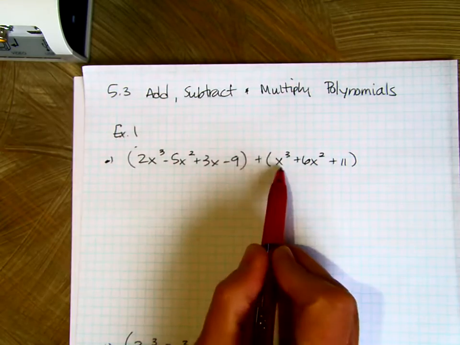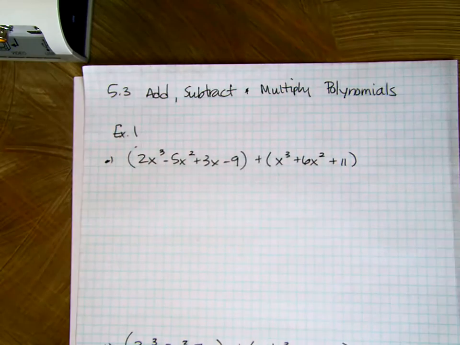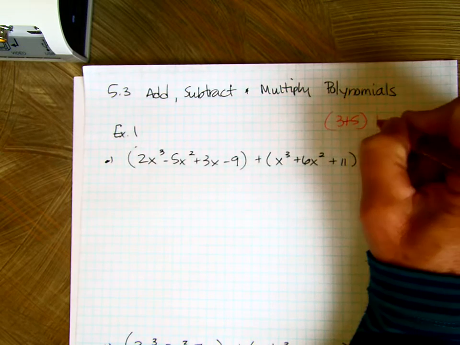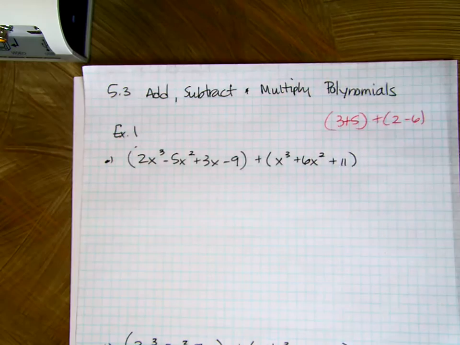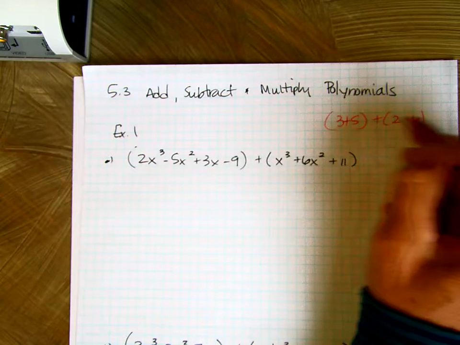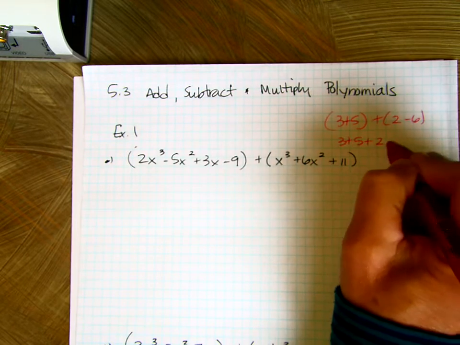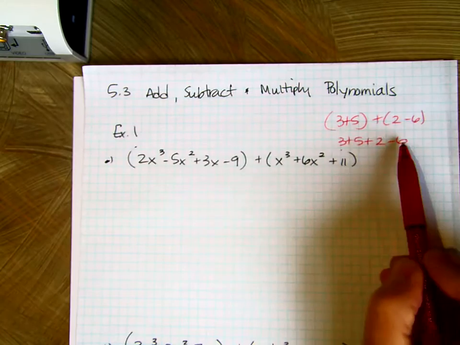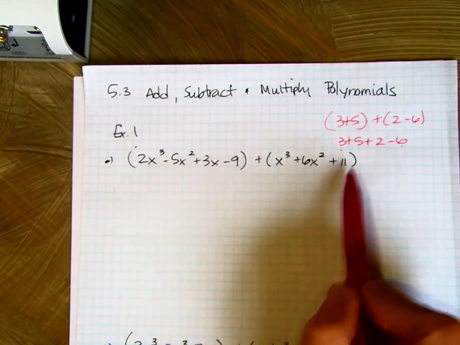You can do it horizontally. We're looking for like terms. Essentially, the parentheses don't really matter. I mean, if I told you to do 3 plus 5 plus 2 minus 6, addition and subtraction, it doesn't matter what order you do it in. You can actually ignore the parentheses. You could even do 3 minus 6 first, then plus 2, then plus 5. So essentially, these parentheses don't really matter.